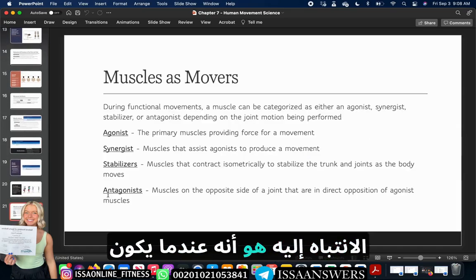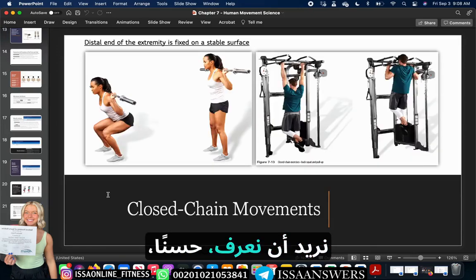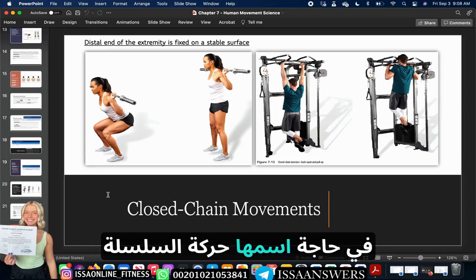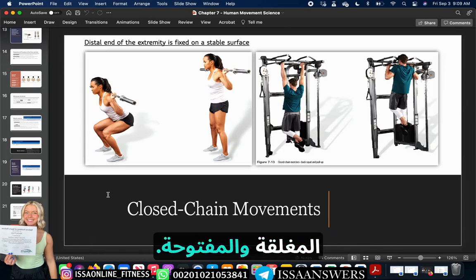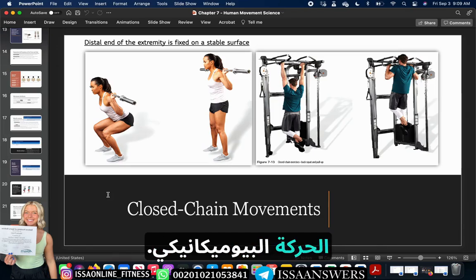So the other thing we want to pay attention to is, as we have these agonists, synergists, stabilizers, and antagonists, we want to know, well, if they're moving, why? What's the difference between movements? Well, there's something called a closed and an open chain movement. This is a really good biomechanical, kinesiology-based term.